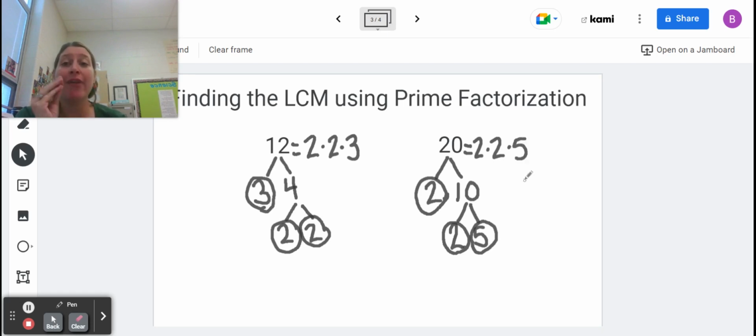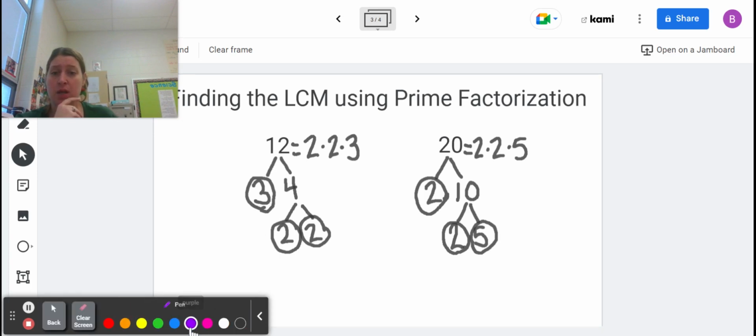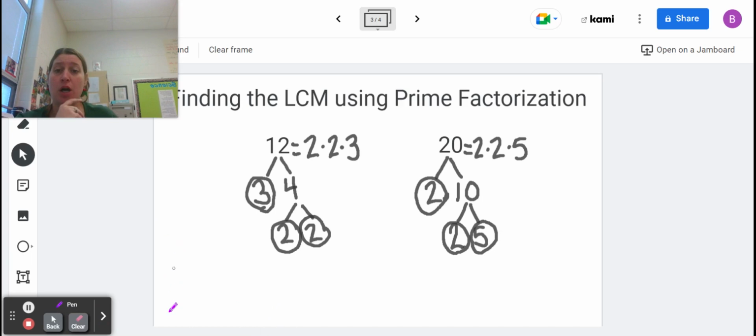Okay, so now that I have my prime factorization for both numbers, the 12 and the 20, what I want to do is stack them on top of each other so I can compare them. So I'm going to change color so we can write this a little bit easier. Okay, I'm going to stack them on top of each other. I'm going to just do it over here because I have the most space. It does not matter which one you put on top. Typically, I put the longer one on top, but that's just a personal choice. So I'm going to put 2 times 2 times 3, and then 2 times 2 times 5.